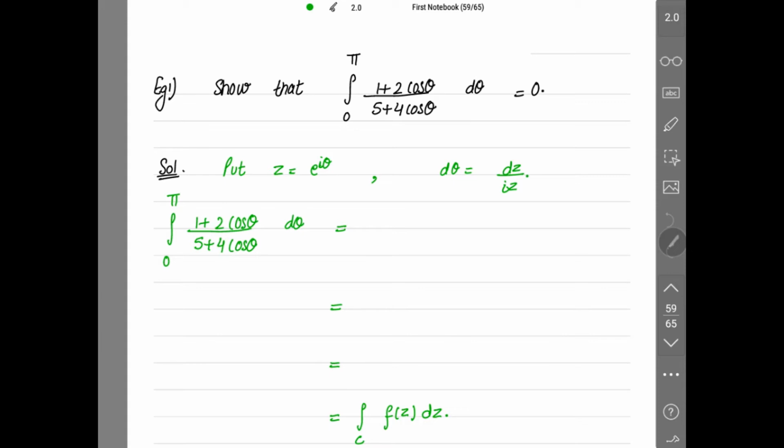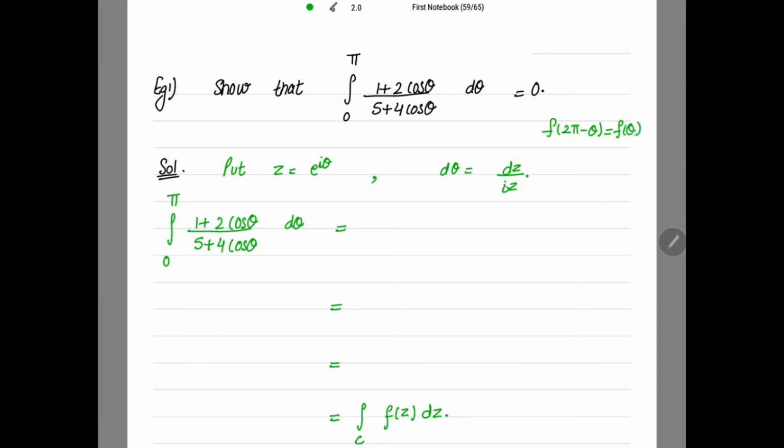In this example, we have a function in the numerator and also in the denominator, so there is nothing to worry about. We just have to first ensure our limits. The limits are from 0 to pi, so they need to be changed. Because we have the cos function in this integration, we know that f of 2 pi minus theta is equal to f of theta.